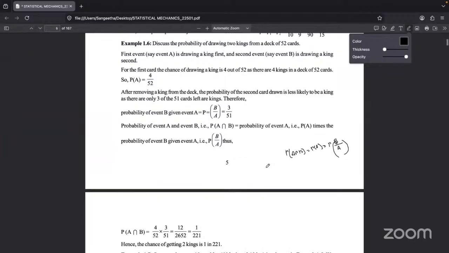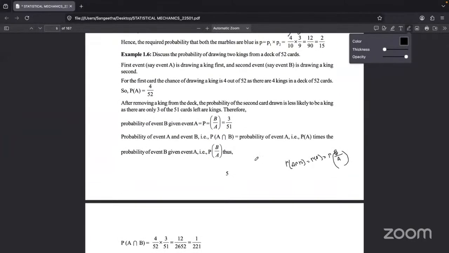Now, what is the question given? Using the conditional probability formula, we can also write P of A intersection B by P of A equals P of B by A. This is the formula of conditional probability. Using this conditional probability, we will see the question.